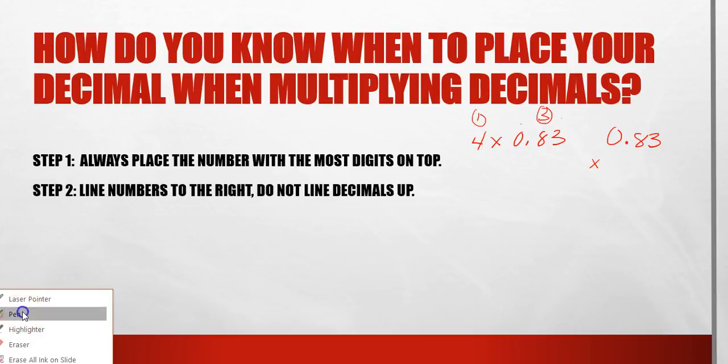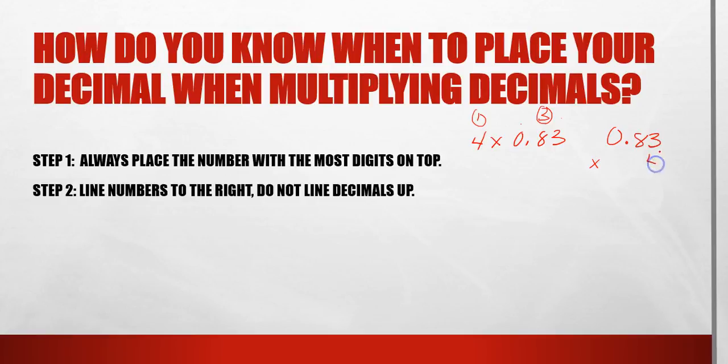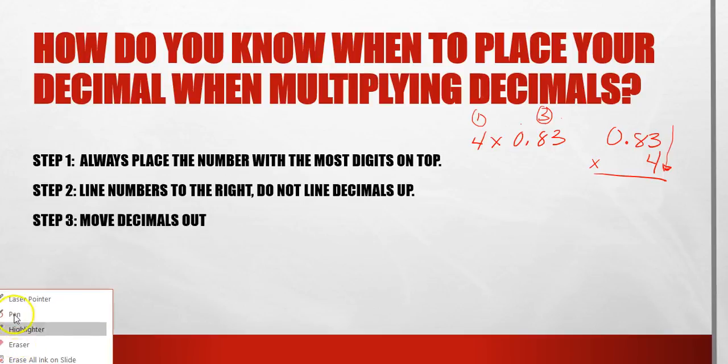So when we added, we pulled our decimals and we lined them up. But when we multiply, all of our numbers go right here to the right. So we want to line up our numbers, not the decimals. And then we're going to move our decimals out.